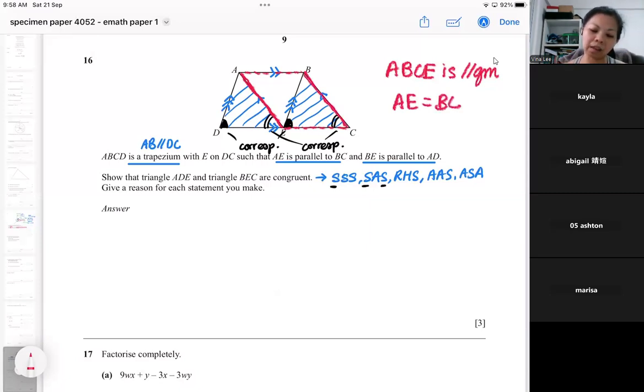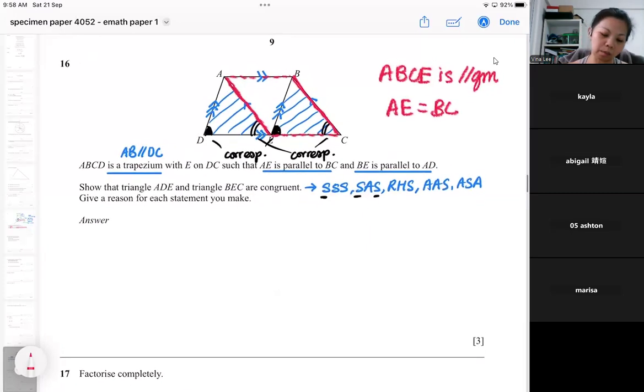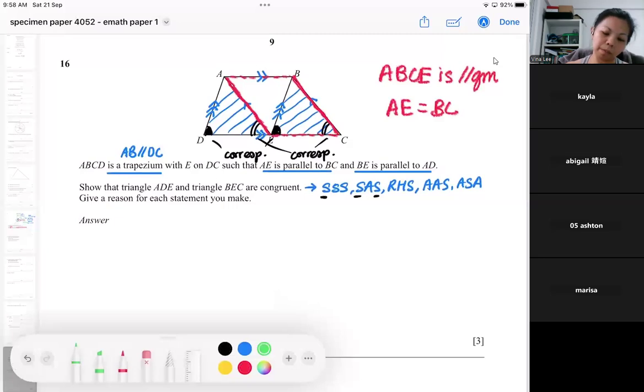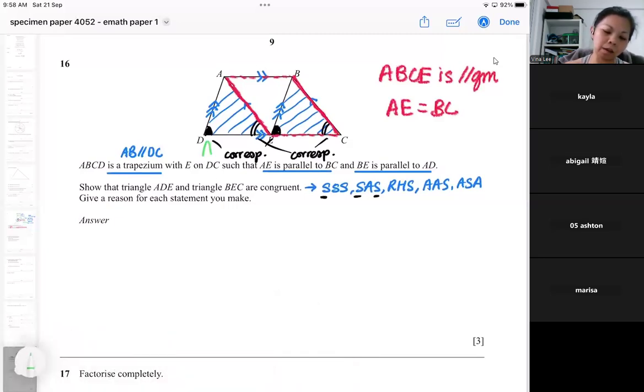So this is the side that we want. So if my proof will be angle, angle, side, that means mine will be AAS. I got two corresponding angles, and then the parallelogram that most of you didn't see will contribute one of the sides. So the proof is through AAS.